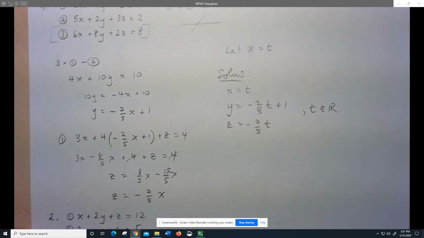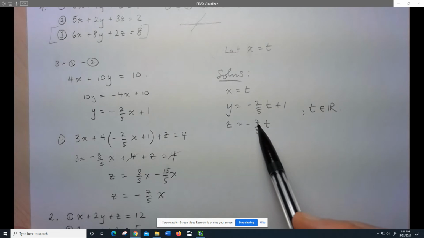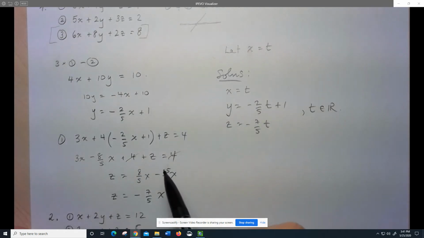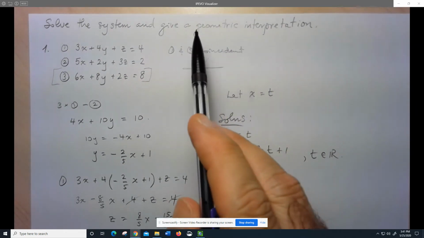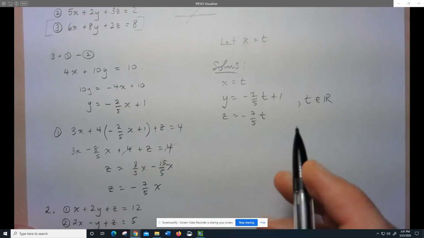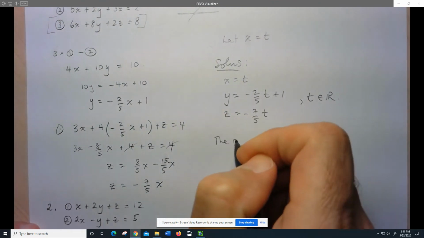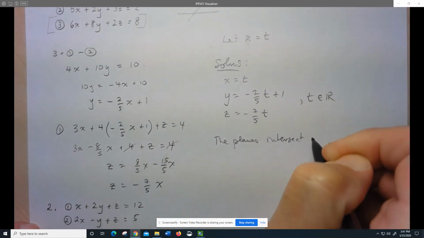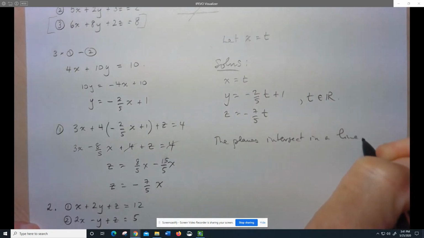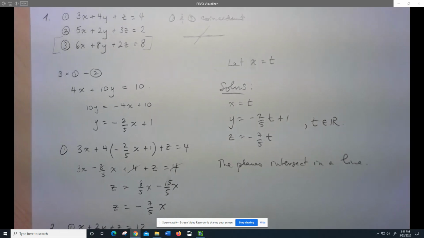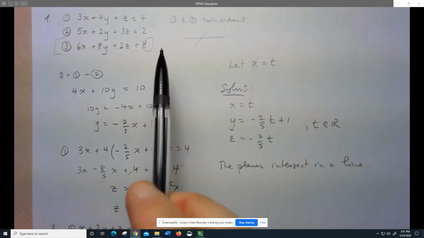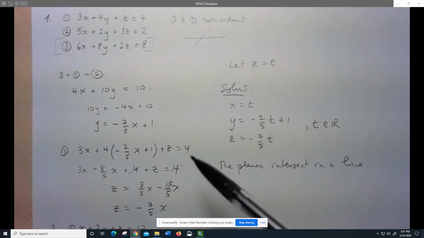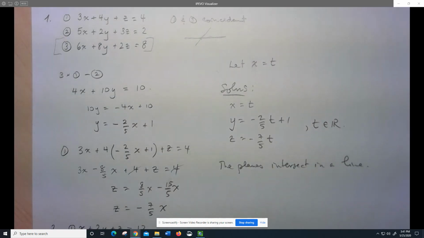Okay, so this represents all the possible solutions. As expected, we have infinitely many solutions. And now for the geometric interpretation, what does this represent? That the planes intersect in a line. Okay, so here, because of this special scenario, the algebra portion of it was just doing something we already knew how to do.